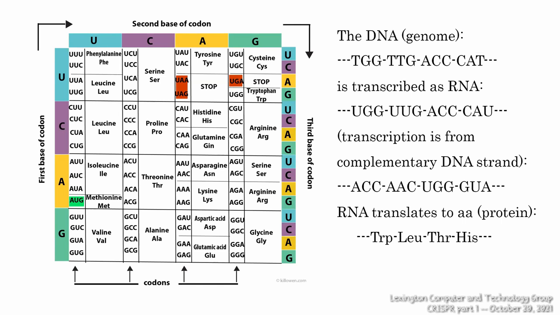Okay, so now I see UGG becomes the tryptophan. And this will be, that's how it's translated. Yeah. Right. Okay. The concepts seem to be simple, but when you get into them and start to think about them, they're not so simple. Those are very smart molecules.